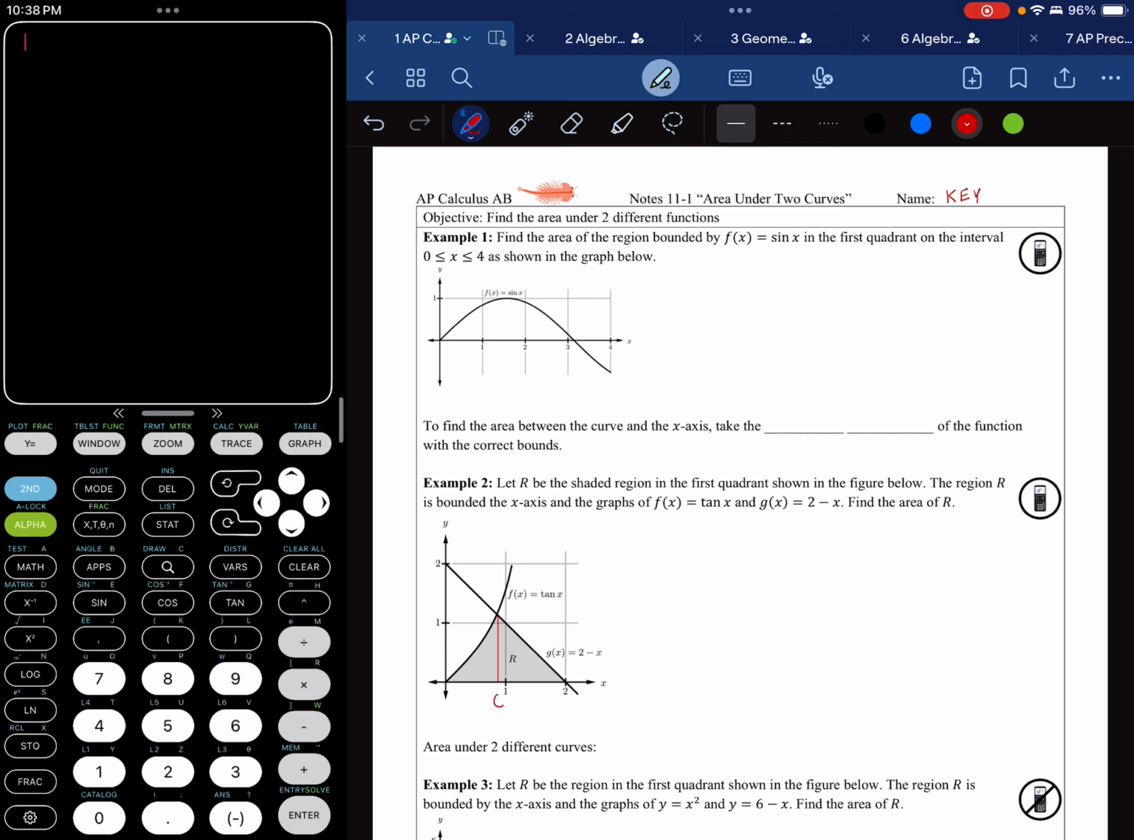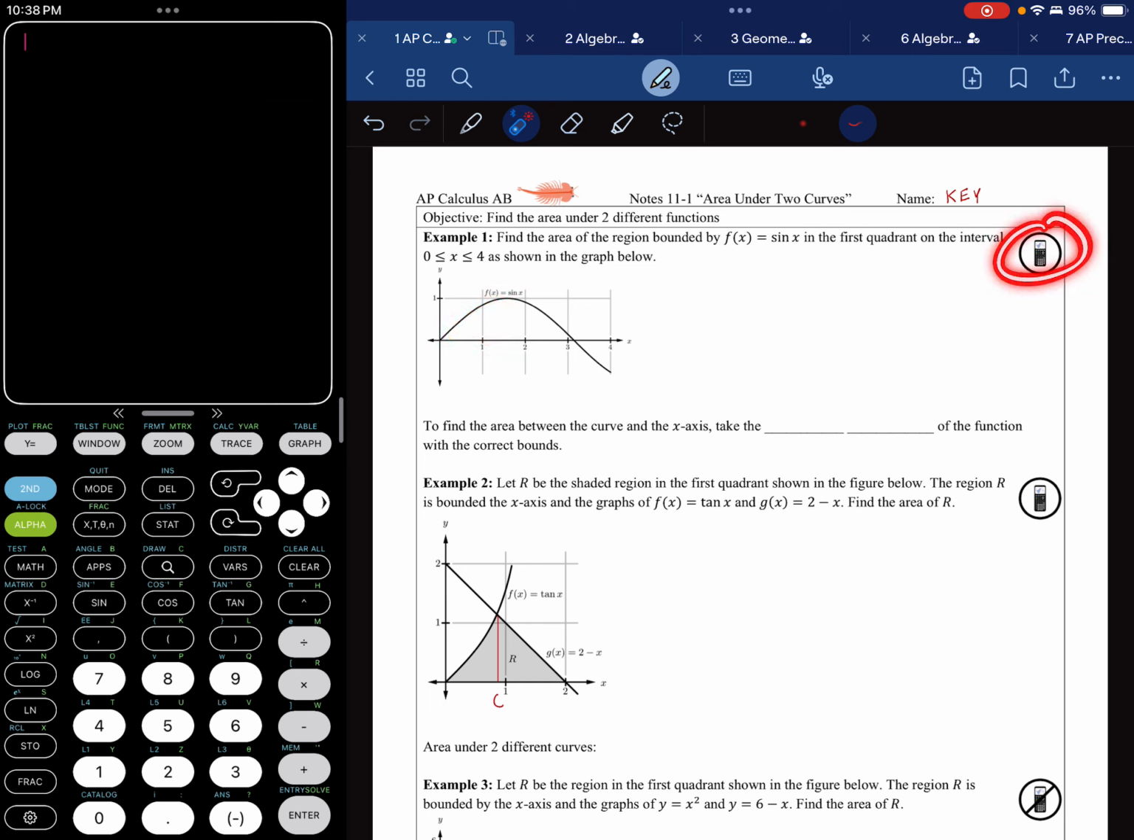Example 1: find the area of the region bounded by the function sine of x in the first quadrant on the interval between 0 and 4, shown in the graph below. Just to make sure we understand the question, I'm in the first quadrant, which means I have to be in the top right area. So this piece down here, I don't care about. I'm simply asking for the area that fits in that curve right there.